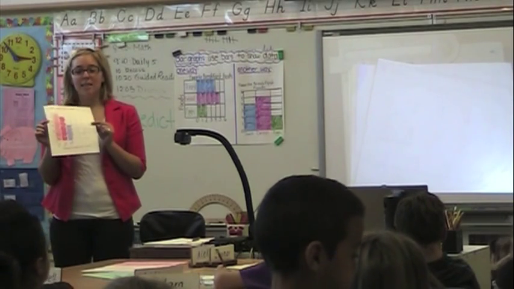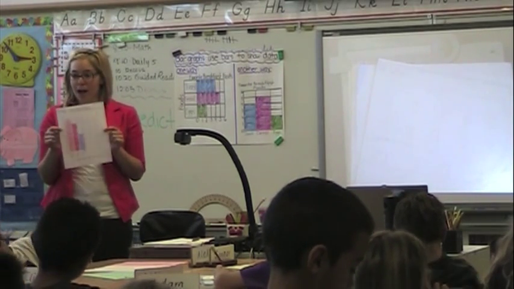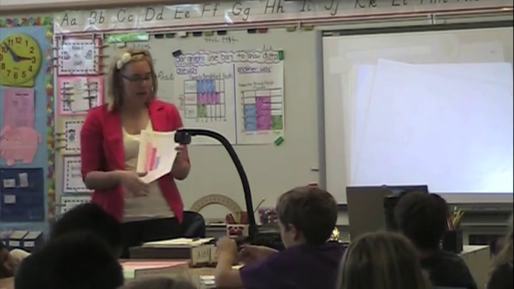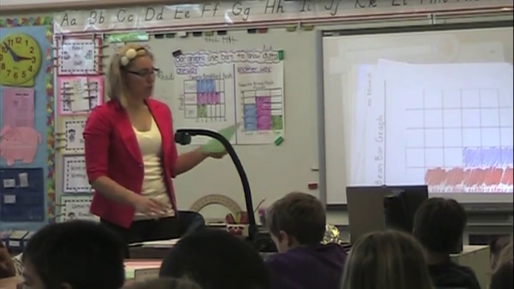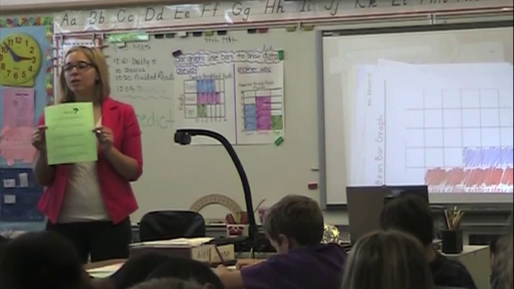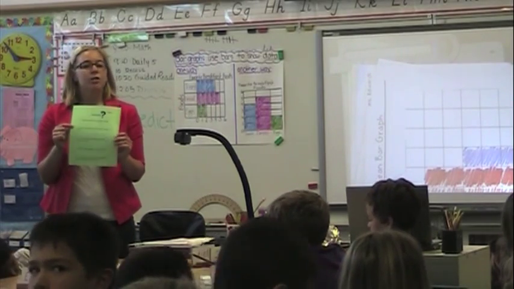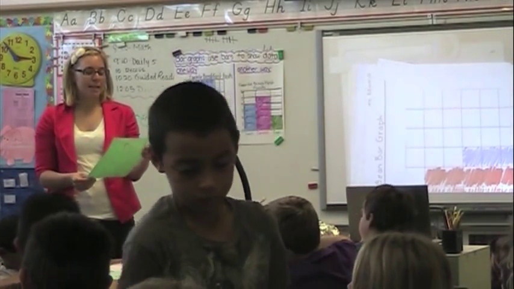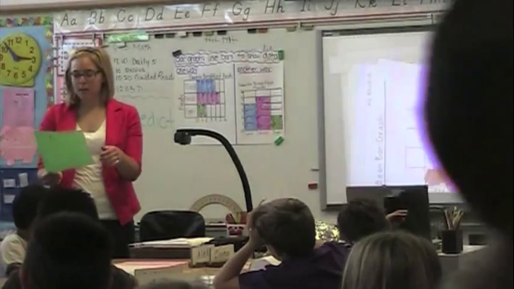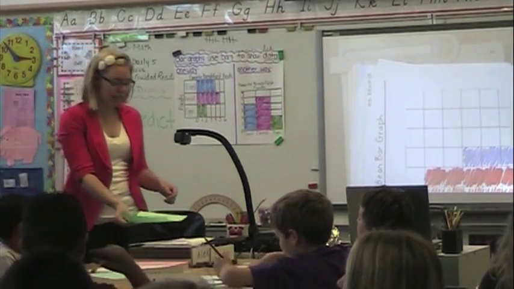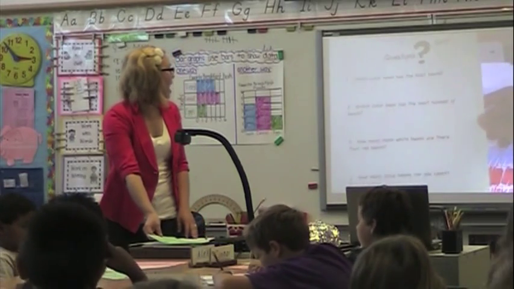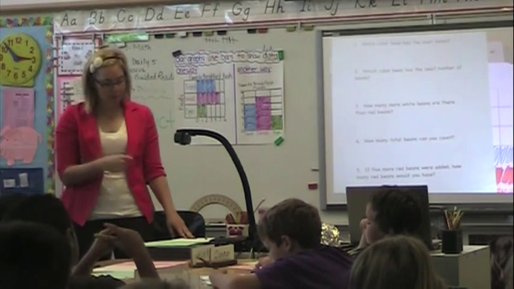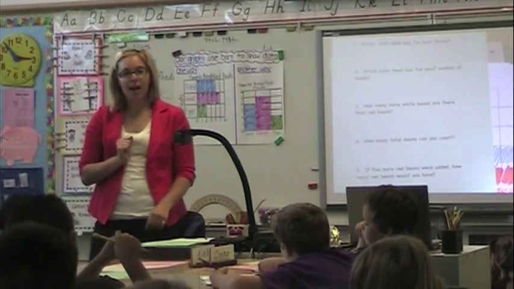So, each of you is going to take this, and you're going to fill out your bar graph. I want you to make sure you label it, put the numbers with the information you had yesterday on your pink sheet. And then, each of you has a green sheet of questions. And I'm going to say the questions out loud right now so you know what they're asking. And they're super simple, but they're just asking you to take a look at your graph and see what you know. So the first question is asking you which color bean has the most beans. The second one is which color bean has the least number of beans. How many more white beans are there than red beans? How many total beans can you count? And number 5, if 5 more red beans were added, how many beans would you have?